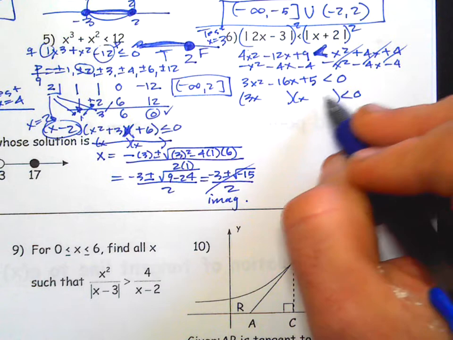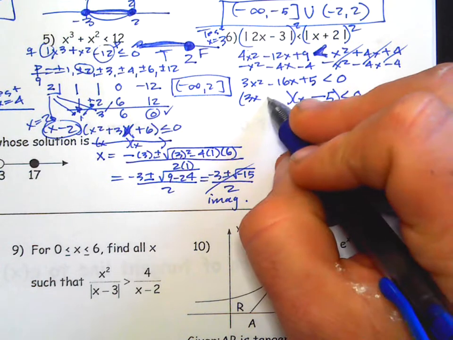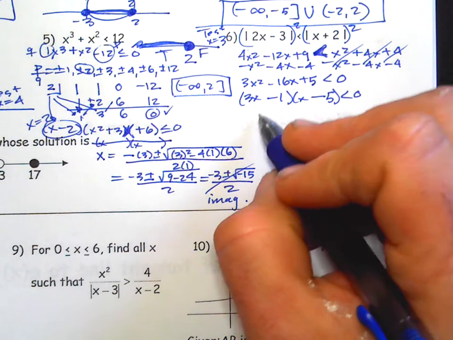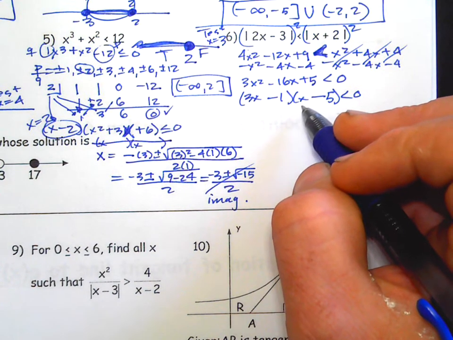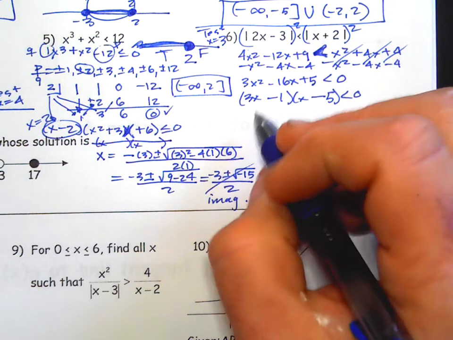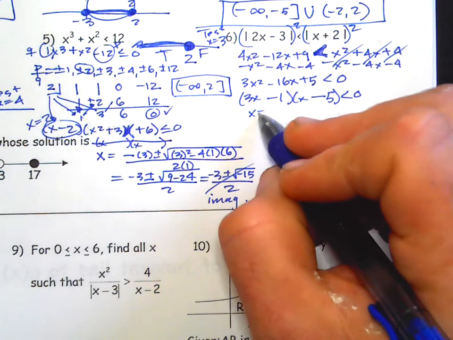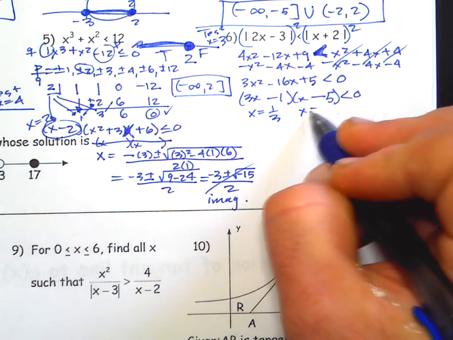So you've got to put them in the right spots. -5 gives you -15, -1 gives you -1, gives you -16. You can always check your answers on your factoring. You guys should catch it. FOIL it out. See if you get what you just had. So x equals 1/3. x equals 5.